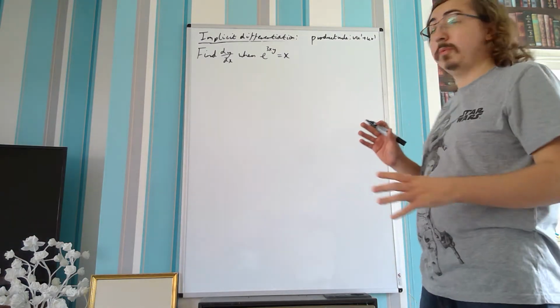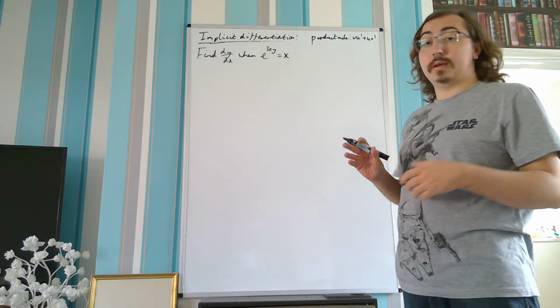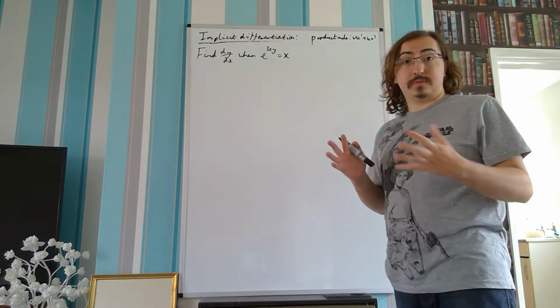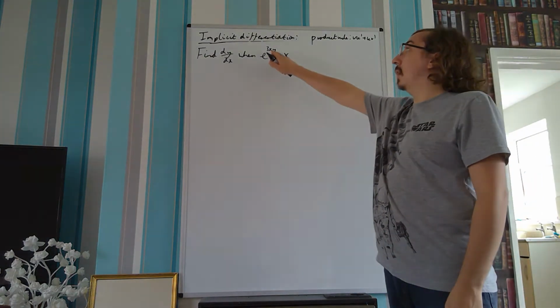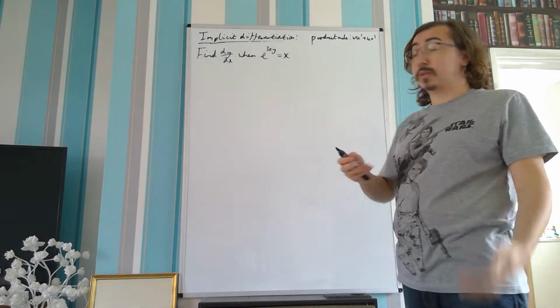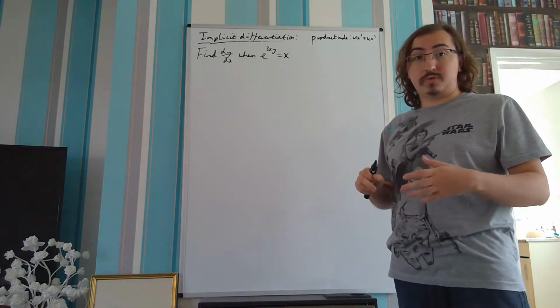Okay, so for this problem, we want to find dy by dx when e to the 3xy is equal to x. Now, a couple of things you have to spot with this one. You've got an x times a y, so it's a multiplication, so we should be thinking product, and therefore we're going to be using the product rule.